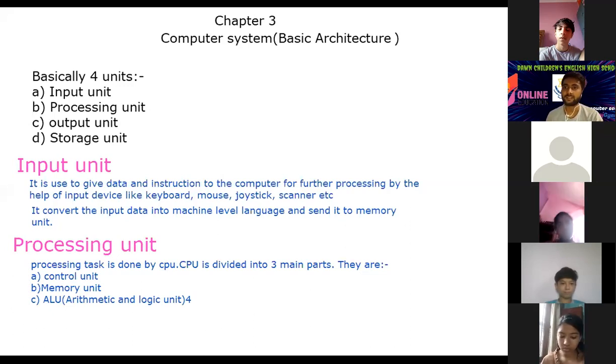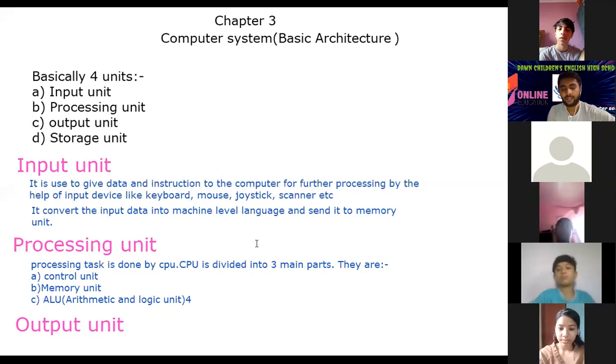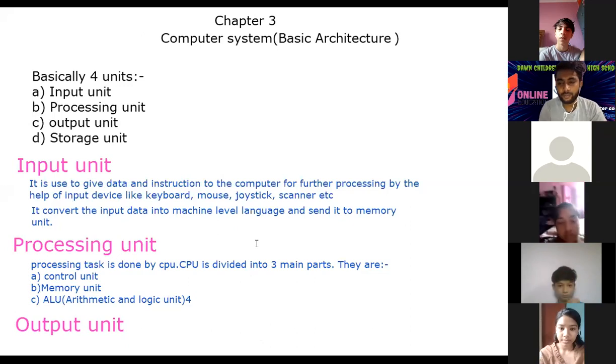So our next topic is output unit. You know very well about output unit. What will happen in this unit? The output device will give the result to the user. Yes or no? Either in the form of screen, or in the form of sound, or in the form of paper. Because the monitor will display us the result, the printer will give us the result in paper form. Yes or no? The speaker will give us the result in sound form. So these all are our output.